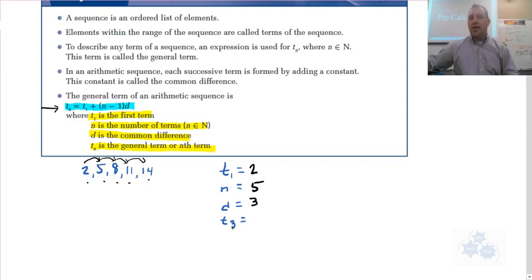Now, T of 3, that is the third term. T of 3 means the third term. It's not the number 3, it's the third term. So here's the first, here's the second, and here 8 is the third. So T of 3 is 8. If I use this formula and put 3 in for n, and put my d there and put my T1 there, I will actually get the value of 8. And I'll let you try that out on your own if you want.